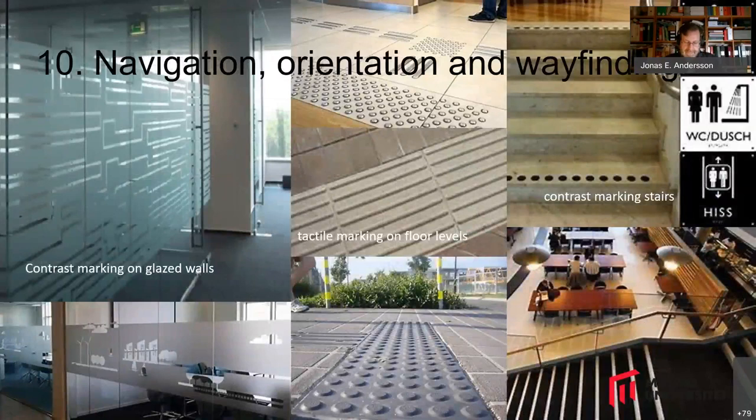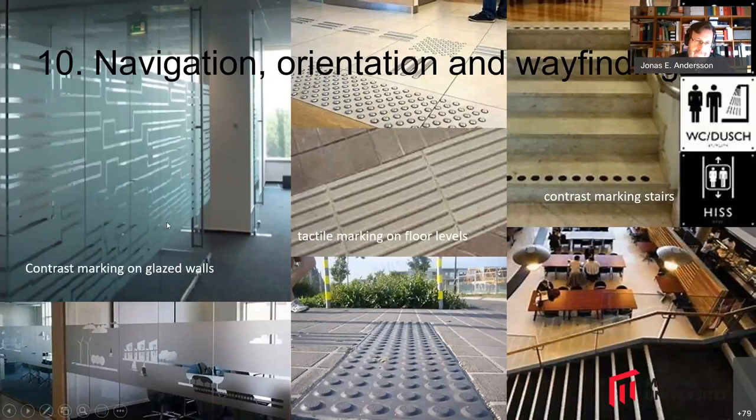And then entering into the final aspect of architectural design, you have different details that will help you navigate and orient and help you wayfind in a built environment. So according to the Swedish building code, as well as in most Nordic countries, you will have this requirement that glazed walls have to have contrast markings, so that a person with a visual problem will be able to find out the openings and the closed space to avoid crashing into a glazed wall. So here you can see two types of contrast markings on glazed walls in public environments in Sweden.